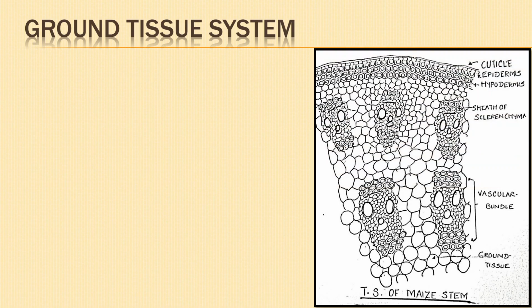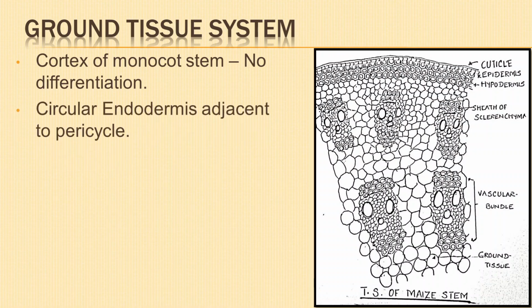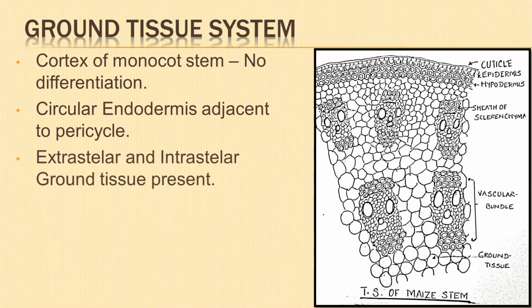In monocot stems, there is no differentiation of cortex. It is made up of many layers of thin-walled parenchyma. It shows a distinct circular layer of endodermis, which is adjacent to the pericycle and is composed of closely packed cells. In general, the cortex surrounds the vascular cylinder and the pericycle. The ground tissues outside the stele are known as extrastellar ground tissue, and those inside the stele are known as intrastellar ground tissue.